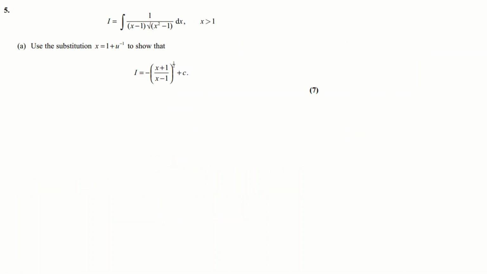Okay, question number 5. So using a substitution, integrate this thing here. So okay, well, let's use the substitution they've given us. There it is. Let's rearrange it first a little bit to find u. So take away 1 from both sides and then bring this 1 over to there, and we get this for u, which is good. We also need to find dx.